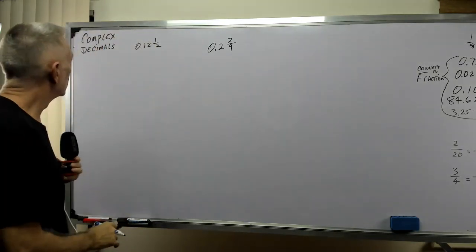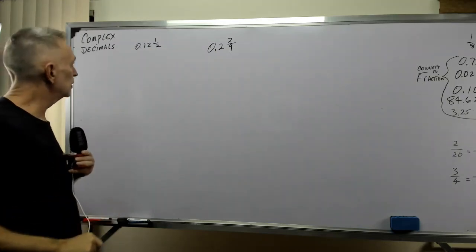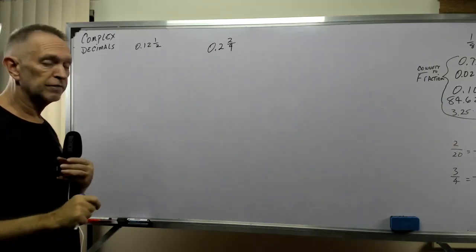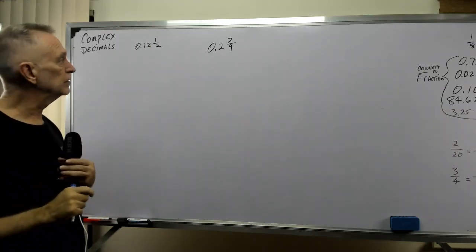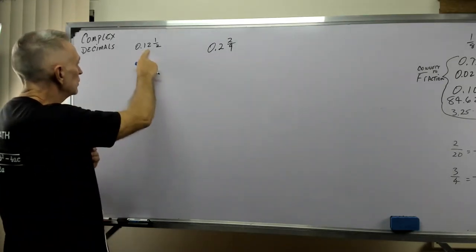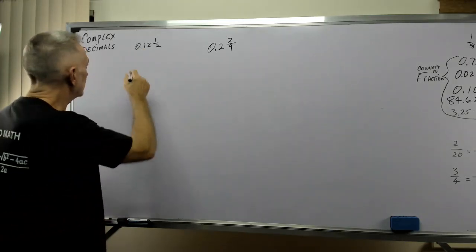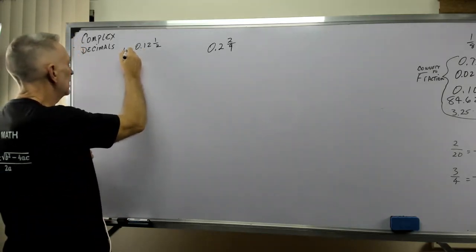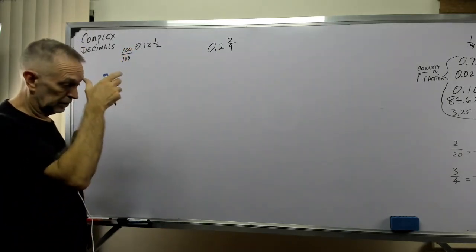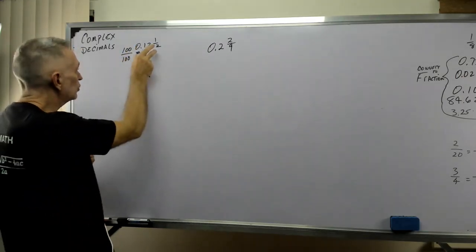Okay, we're back. Okay, how do we convert this 0.12 and a half to a fraction? Well, you can see I have this decimal I want to move over 2 places. So anytime you have something like that, let's say I multiply that by 100 over 100, which is just 1. So I haven't changed anything.